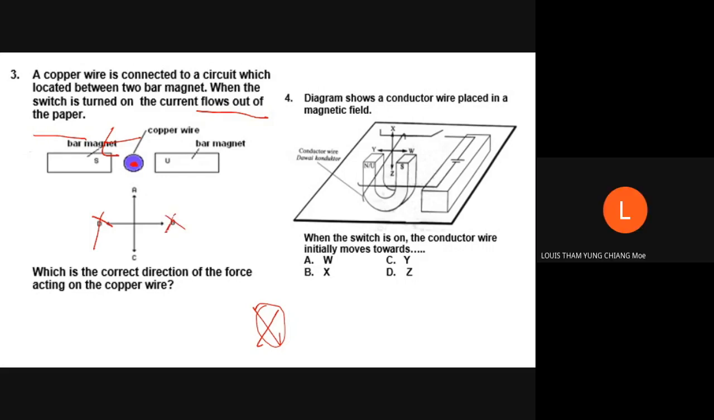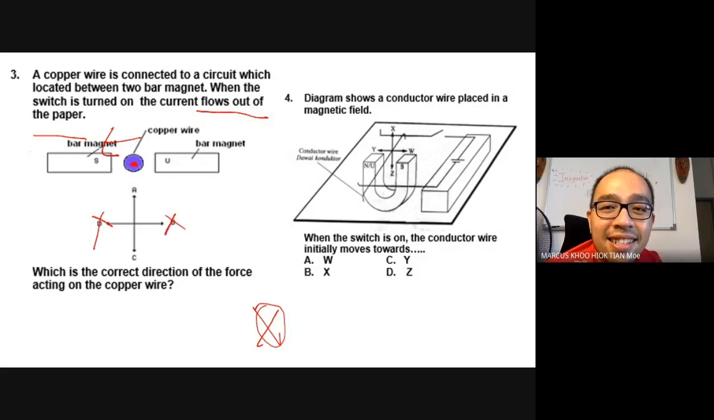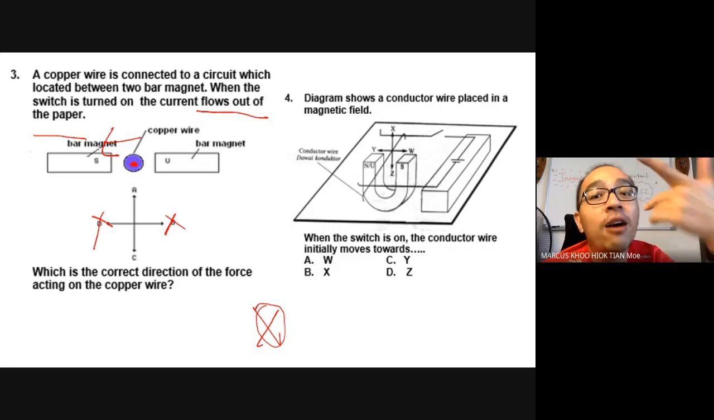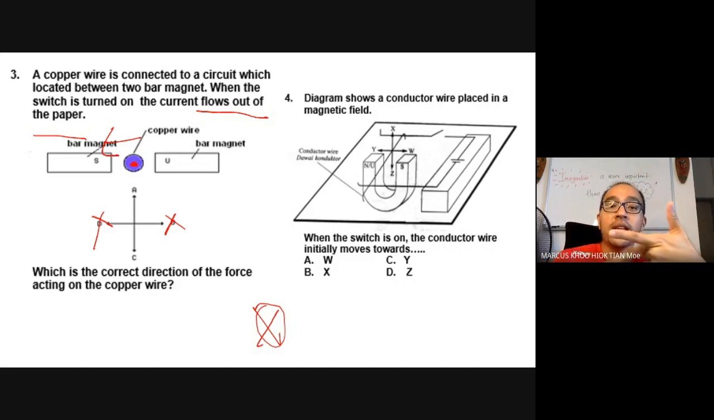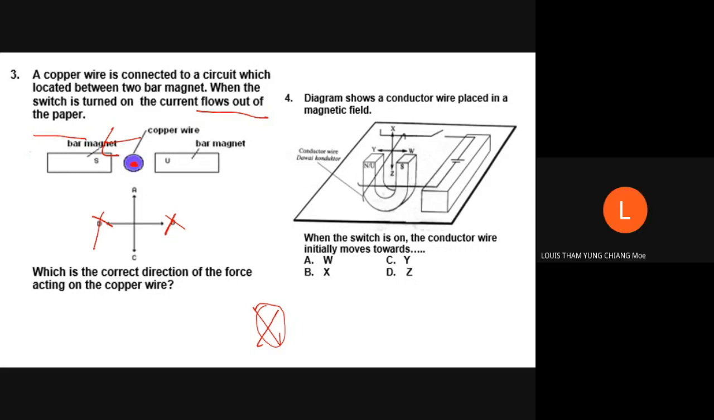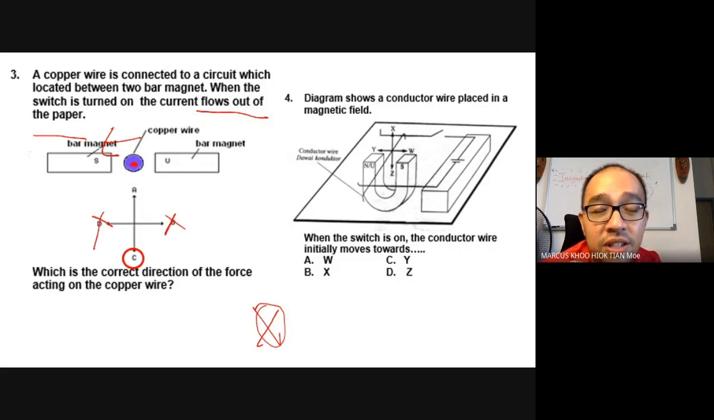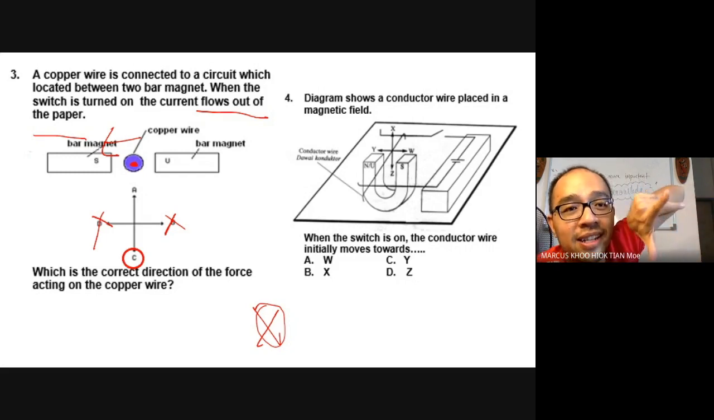The current is coming out. So make sure the current is pointing towards you. Then you align your second finger with the north and the south. So is it A or is it C? C. Okay, very good. It's C. It's going to go downwards, this way, coming out towards you.